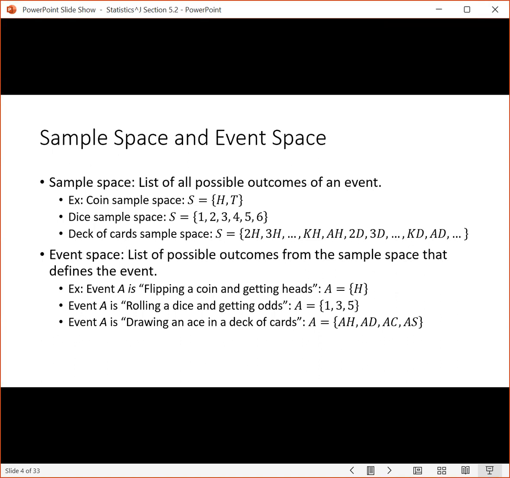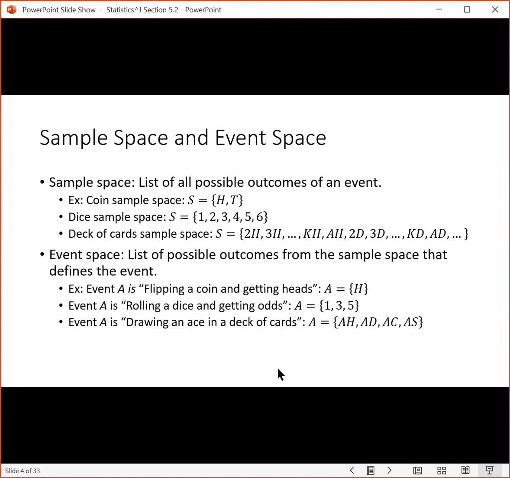The sample space is the list of all possible outcomes of an event. For example, the flipping a coin sample space would be heads or tails. H and T represent heads and tails respectively. The dice sample space would be 1, 2, 3, 4, 5, and 6, which is the number of pips that would show up on top of a dice if you were to roll it. And then a deck of cards sample space would be the 2 of hearts, the 3 of hearts, all the way through the ace of hearts, then the 2 of diamonds, the 3 of diamonds, all the way through the king of diamonds, and so on. Or sorry, and the ace of diamonds.